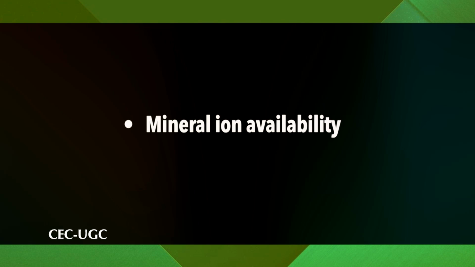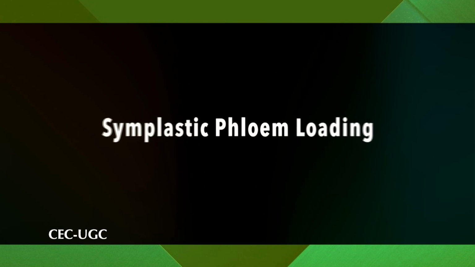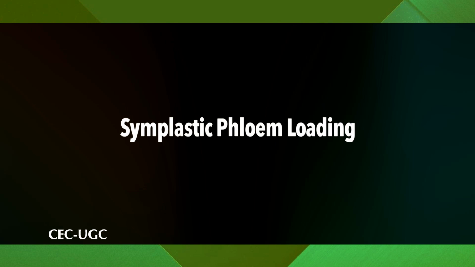Number 4, mineral ion availability. Availability of potassium ions has also been implicated to affect the efflux of sucrose from mesophyll cells into the apoplast. This suggests that a better nutrient supply enhances the transport of sugars to sink tissues and increases their storage and growth. Now let's move towards symplastic phloem loading.